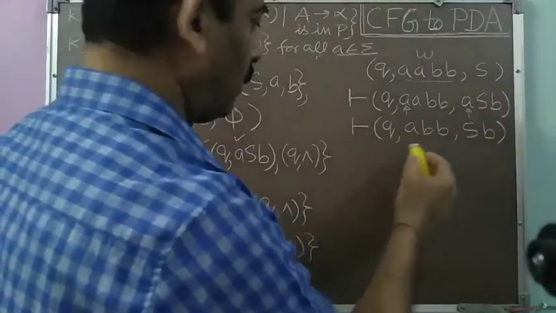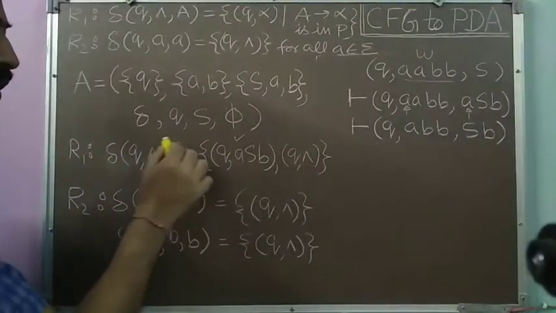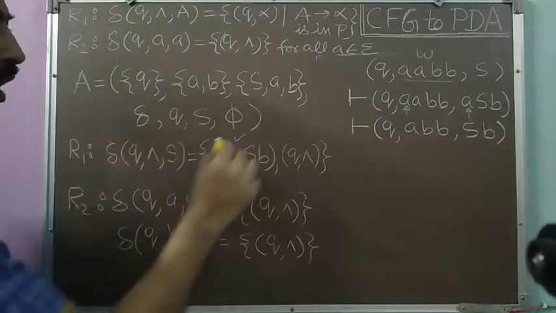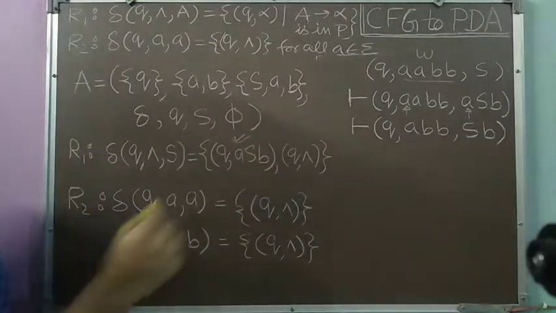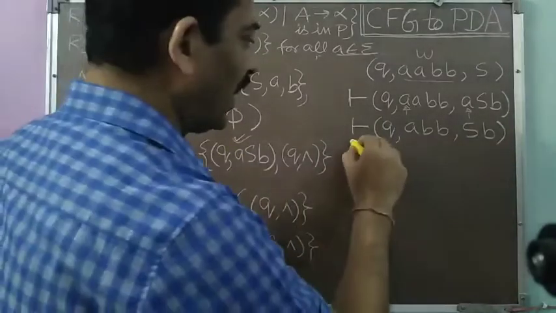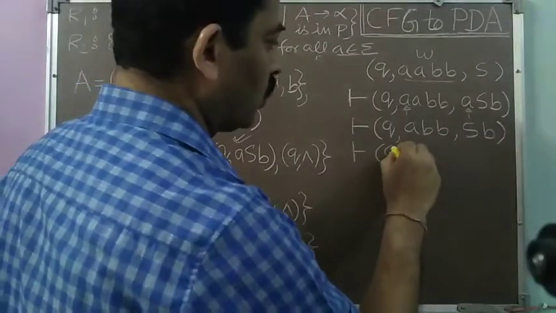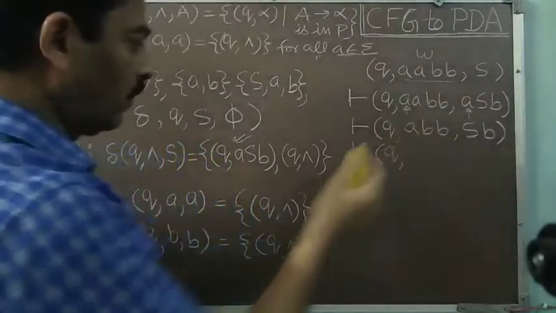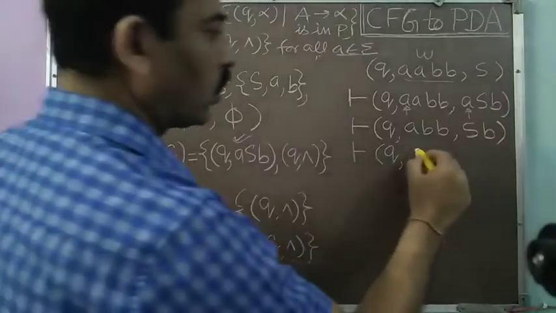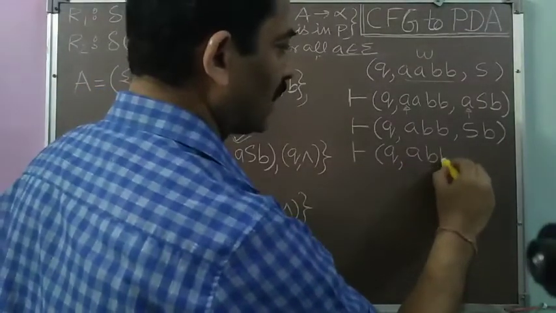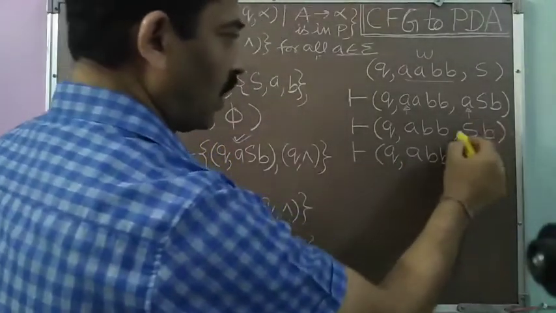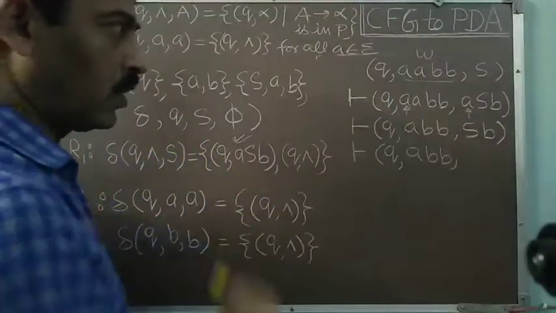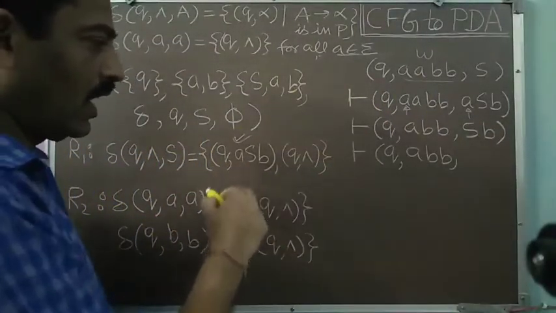I will take the move in which variable S is on the top. So I will take this move, and again apply q, null, S to ASB. I will not take anything from the input because I am taking the null move, so the input remaining to be processed stays as it is. I will remove this S, and in its place I will push ASB.